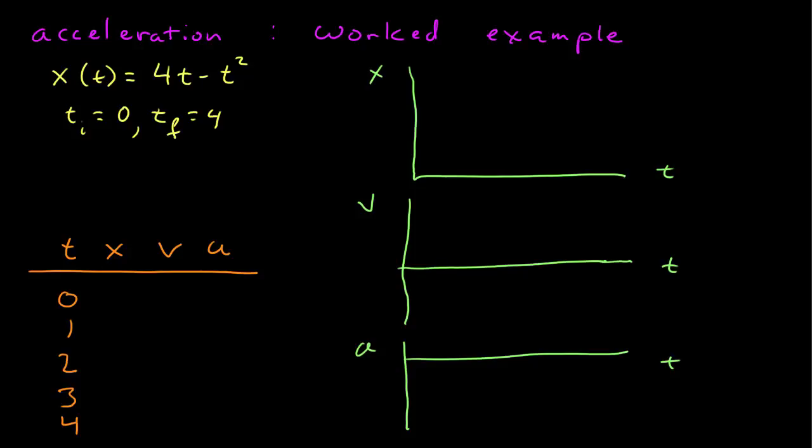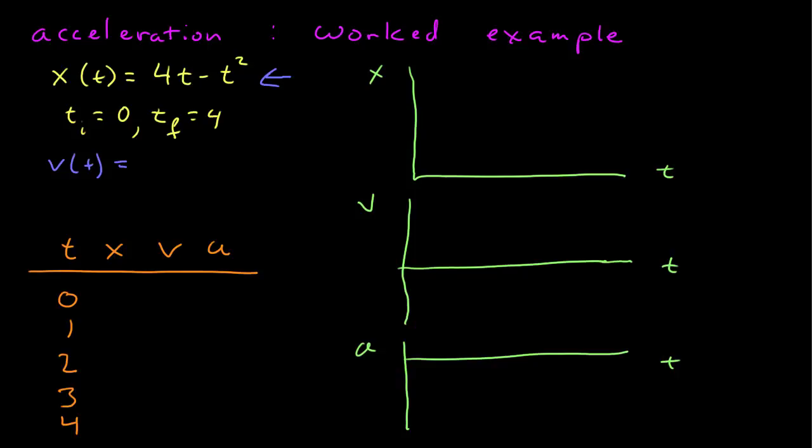In this example, we're going to look at finding the acceleration from position and then graphing them. So we have a position function, 4t minus t squared. We want to find the velocity and the acceleration and then all three graphs. So the velocity is the derivative of the position.